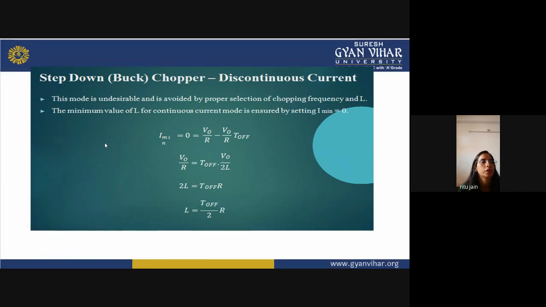So this mode is undesirable and is avoided by proper selection of chopping frequency. The minimum value of L for continuous current mode is ensured by setting I minimum equal to zero. So I minimum is equal to V naught upon R minus V naught upon 2L into T off, which is equal to 0. So you can get the value of L by solving this equation, which is equal to T period divided by 2 into R.